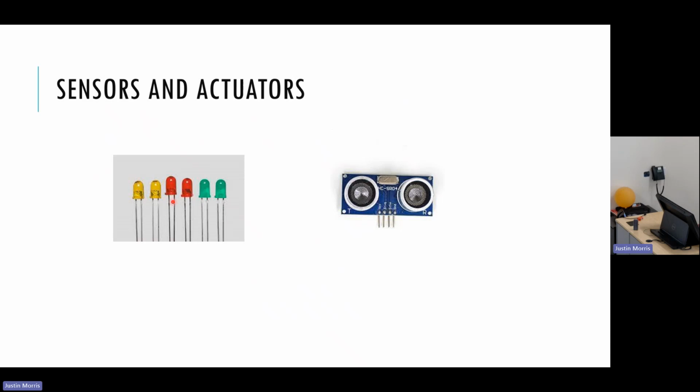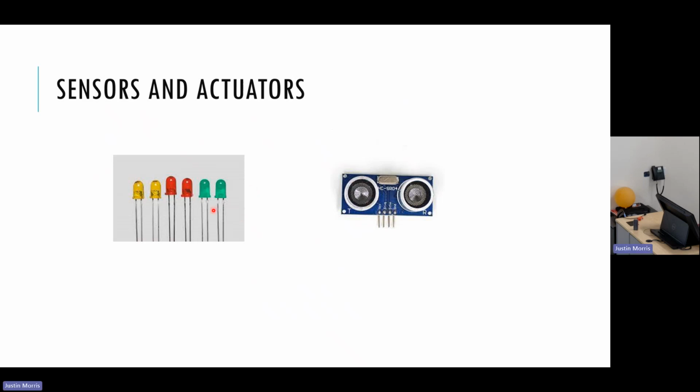Because it modifies the environment, right? So it does something to the outside world. In this case, it's just emitting light to the outside world, right? And then we have sensors. So this is an ultrasonic sensor. And it is a sensor because it just detects changes in the environment and is not capable of making changes to the environment.